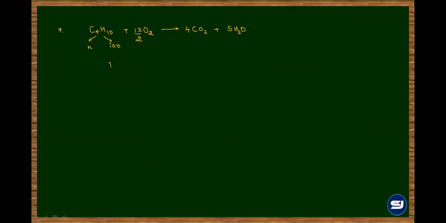So if you use the unit method, I think this would be much simpler. It's butane versus the oxygen. Butane molar mass would be 4 into 12, 48 plus 10, 58 gram. So for 58 gram, we require 13 by 2 times of 32, that is 13 into 16 grams. So for 1 kilogram of butane, the burning would require how much of the oxygen? This is what was asked.